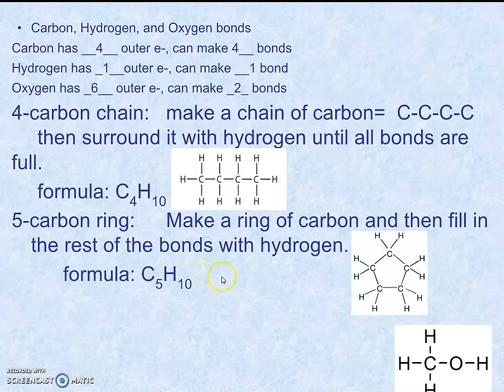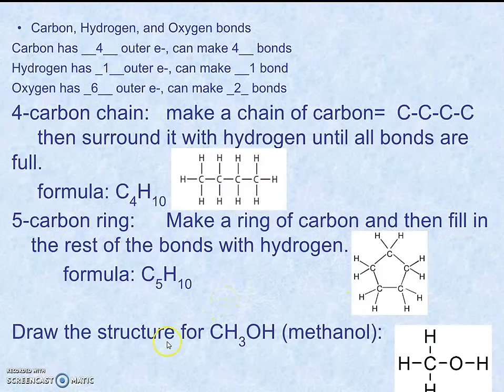For a ring, we actually make a ring of carbon. So a 5-carbon ring, so there's 1, 2, 3, 4, 5, and then fill the rest with hydrogen. So each carbon, if I fill it with hydrogen, each carbon has 4 bonds and each hydrogen has 1 bond, and its formula is C5H10 if you count them up.